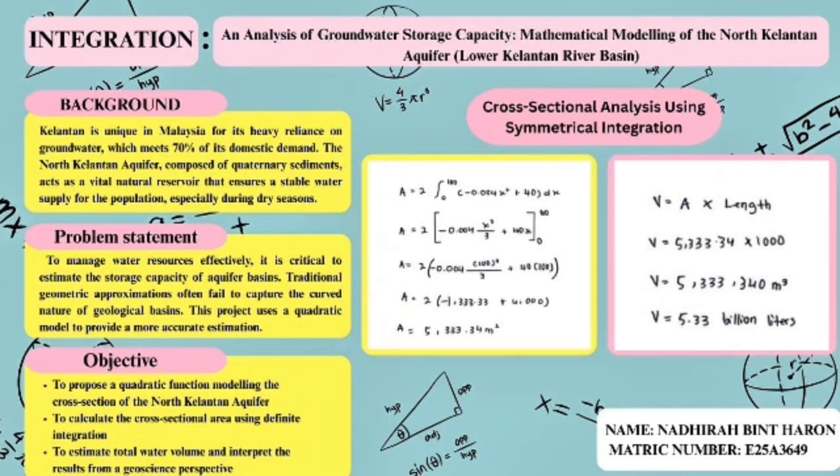This simplifies to 2 times, open parenthesis, negative 1333.33 plus 4000, close parenthesis. This is finalized as 2 times, open parenthesis, 2666.67, close parenthesis, giving a total cross-sectional area of 5333.34 square meters.